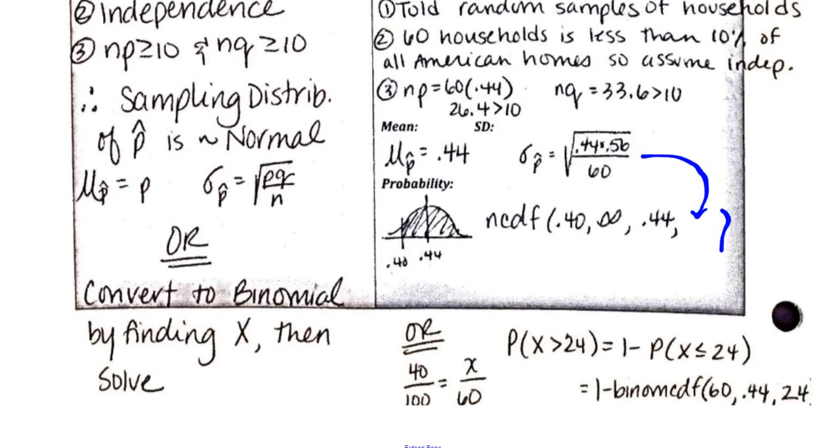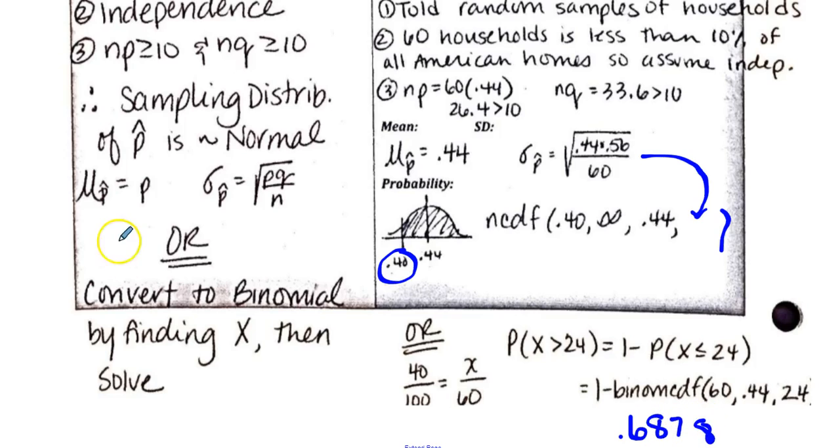Then your other option is to convert this to a binomial. Since we're talking about the proportion being greater than 40%, I change that 40% into 40 out of 100 equals x over 60, which is my sample size. I get 24, so I'm looking at greater than 24. For a binomial, this would be 1 minus being less than or equal to 24. 1 minus binom CDF, and I believe you get 0.6878. Okay, so it's your choice in what you do here.